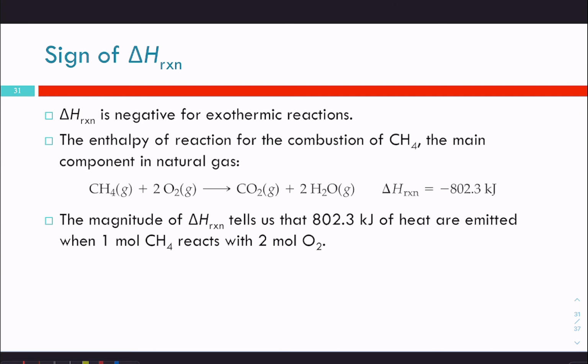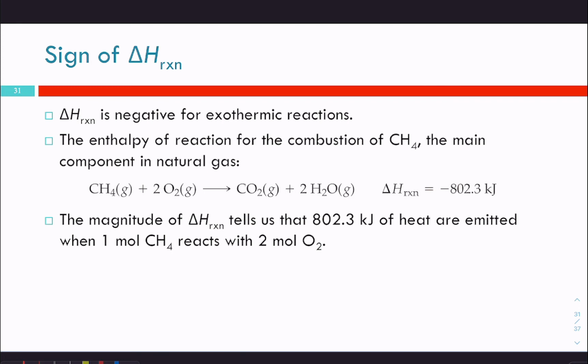So delta H is negative for exothermic reactions. And we can actually add delta H into the reaction and think of it as one of the reactants or products, depending on if it's exothermic or endothermic. So for this combustion reaction, we have methane reacting with oxygen to produce carbon dioxide, water, and heat. We know this is an exothermic reaction because we have a negative quantity for delta H.